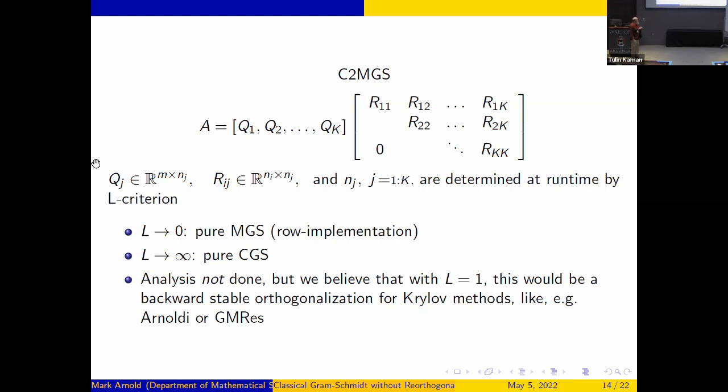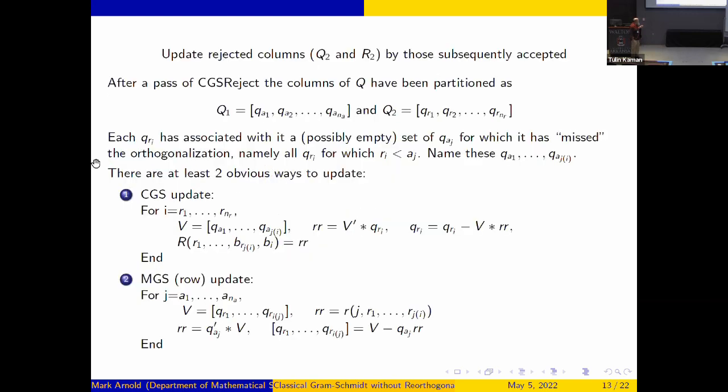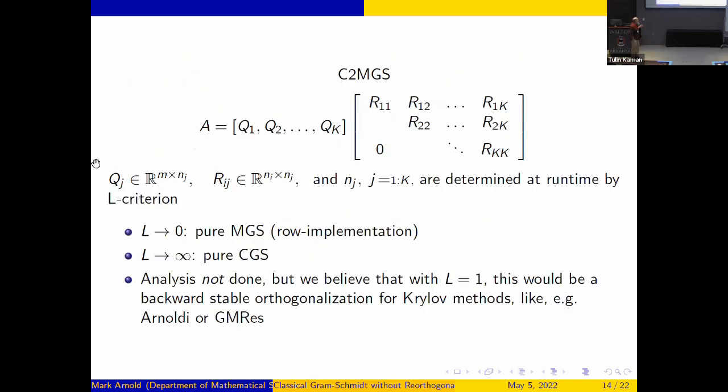If I set our reorthogonalization criteria L, so remember I didn't put a 1 in there because I wanted to come back to this slide. In my code, L is a 1. But as L goes to 0, we just get modified Gram-Schmidt. And as L goes towards infinity, we get classical Gram-Schmidt. So this is a way of seeing the gray area between classical and modified Gram-Schmidt.